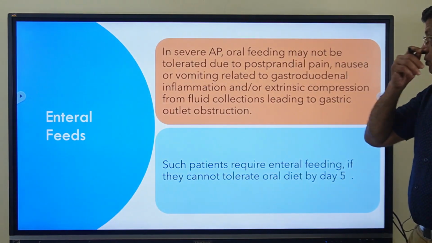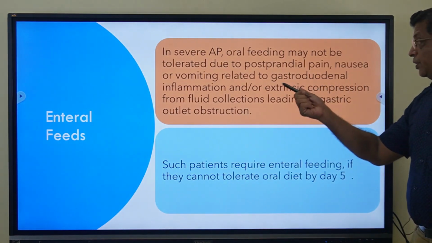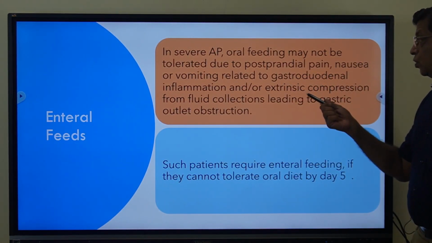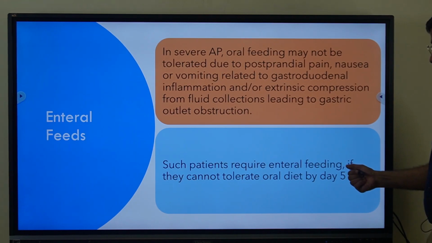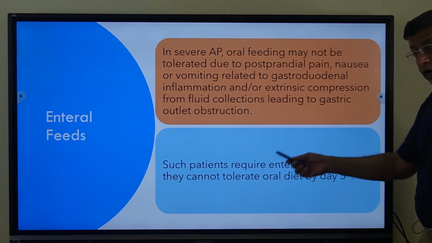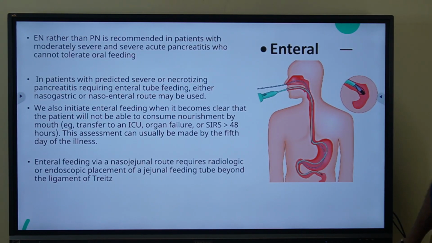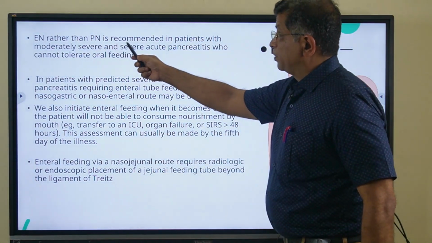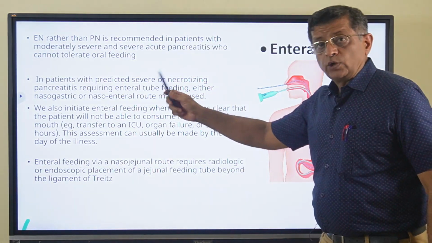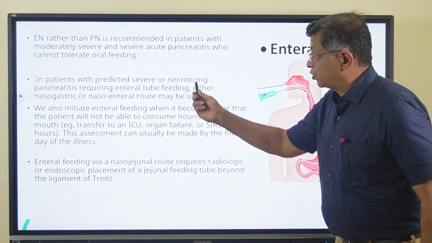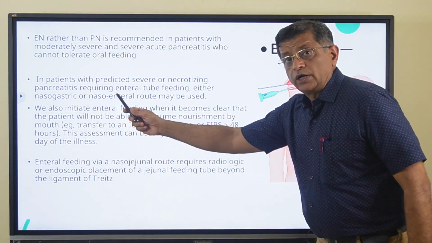In severe acute pancreatitis, oral feeding may not be tolerated due to postprandial pain or nausea or vomiting related to GI inflammation, or there could be extrinsic compression from fluid collection. So such patients require enteral feeding if they cannot tolerate oral feeds by day 5. Enteral nutrition rather than parenteral nutrition is recommended in patients with moderately severe and severe pancreatitis who cannot tolerate oral feeds.